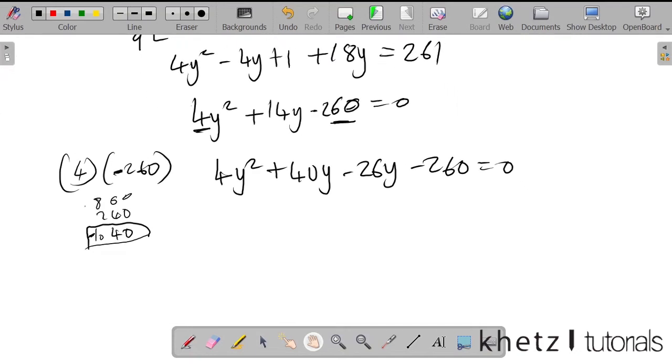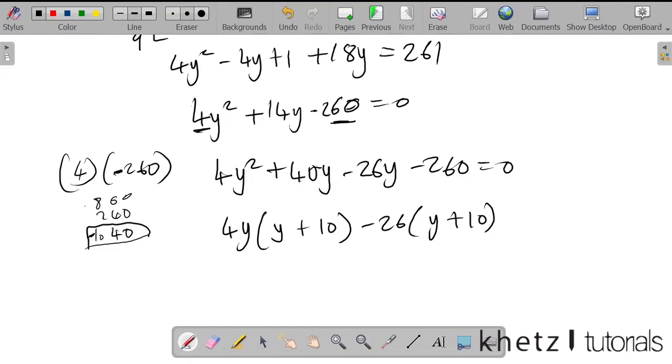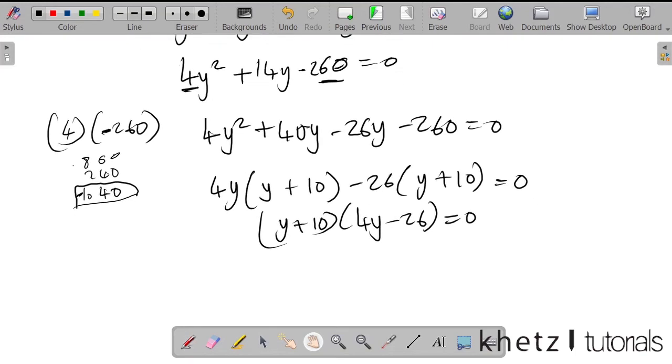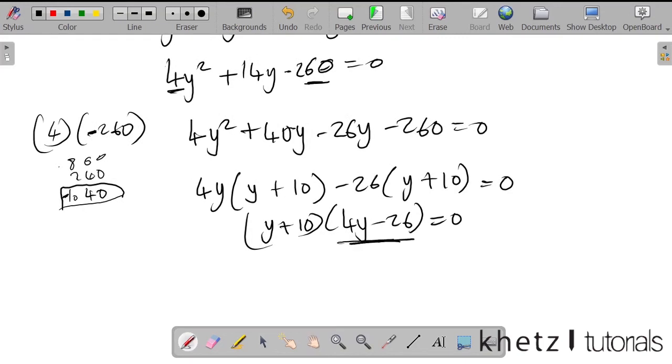Now if you take the common factors, continuing with that, you're going to have 4y, right? Then it's going to be 4y over there, so you're going to have y plus 10. And taking 26 over there, you're going to have y plus 10 as well, which is equal to 0. Then you're going to have y plus 10 multiplied by 4y subtract 26 is equal to 0. Now notice that in this second bracket you still have common terms, so you can take out 2, which is common among those. So you're going to have 2 multiplied by 2y subtract 13.